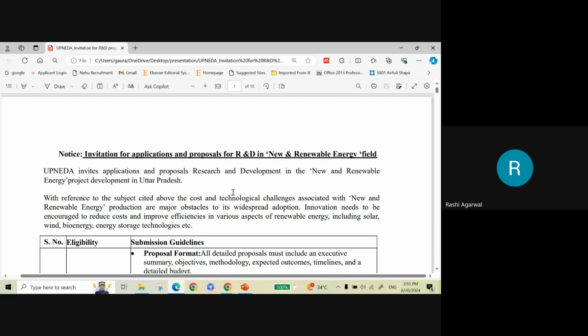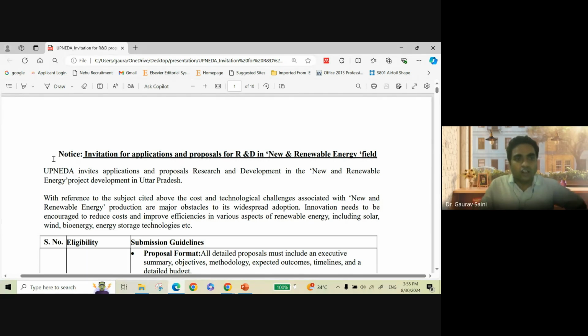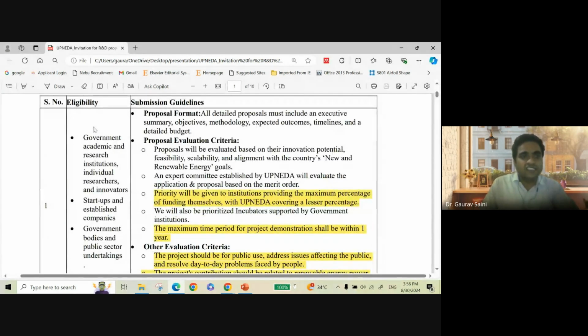Okay, so you can see this is one of the calls by UPNEDA, Uttar Pradesh New and Renewable Energy Development Agency. They are basically inviting applications and proposals for R&D in the new and renewable energy field. You can see the eligibility criteria for the different institutions, and the submission guidelines. You can see this highlighted portion.